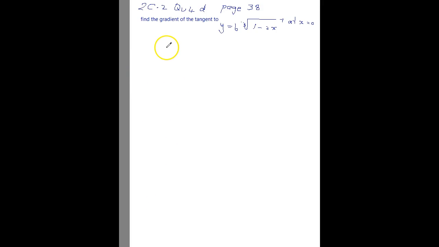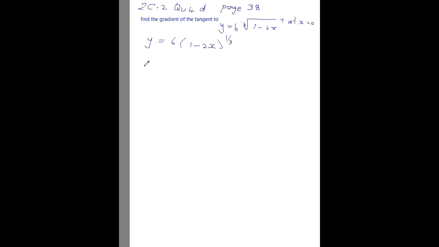In solving question 2C.2, question 4, part D, you're asked to find the gradient of the tangent to the function y equals 6 times cube root of 1 minus 2x when x equals 0. I recommend that you immediately write down the function with fractional powers. So here's the function again, y equals 6, and instead of cube root, we're going to write to the power 1/3, 1 minus 2x to the fractional power 1/3.